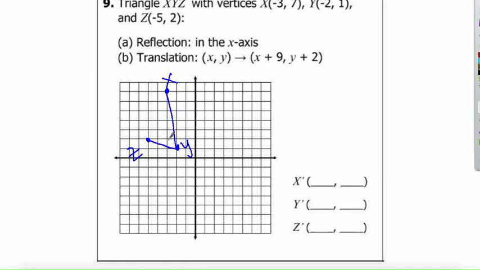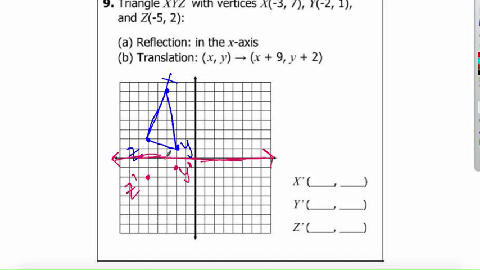So they give us a specific order to do this in. They tell us that we need to reflect it in the y-axis. What they mean is reflected over the x-axis. So we got to remember this is the x-axis. This is the line of reflection. So everything has to be equal distance from that line of reflection. Y was 1 up, so now it is 1 down, and I'm going to put a prime next to it. Z was 2 up, so it needs to be 2 down, so I'm going to put a prime next to it.